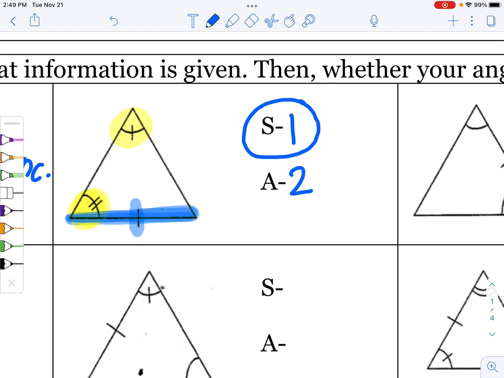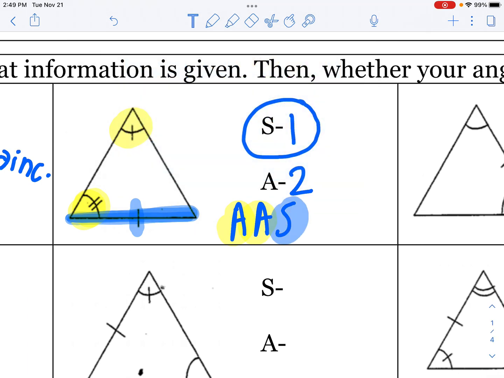So when I list this information, I'm not going to go ASA, or I'm sorry, SAS. I'm going to go, instead of ASA, I'm going to go AAS. I'm going to show that these two yellow angles are next to each other, and that this side is kind of like the awkward third wheel. He's standing off to the side, so I'm going to list him third.